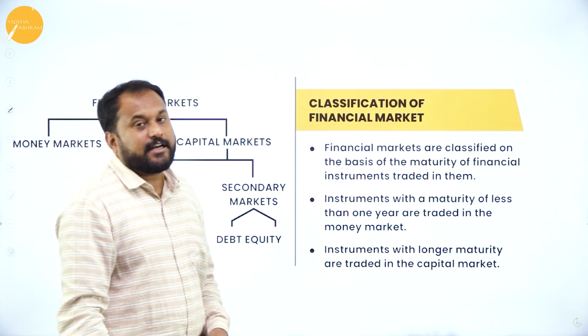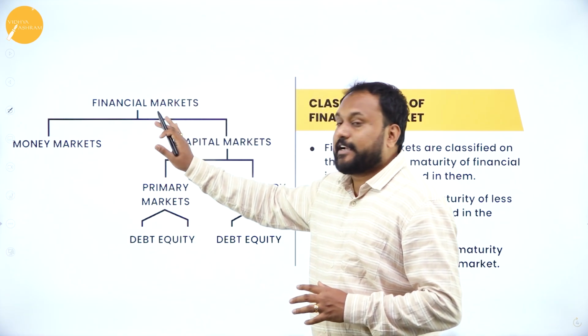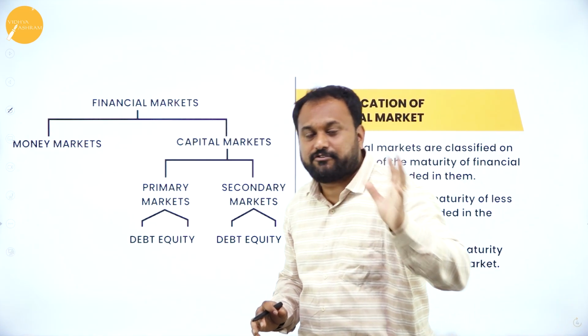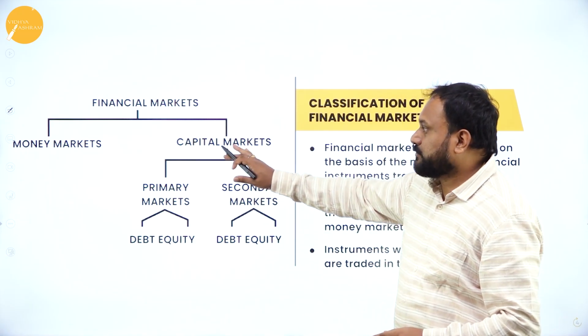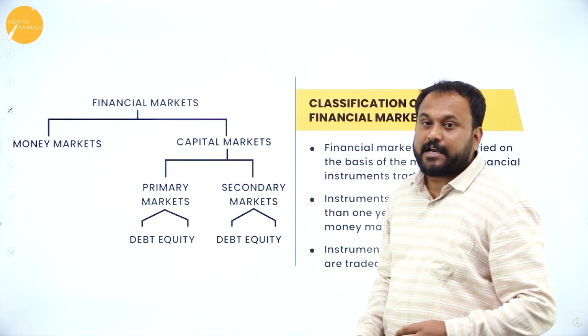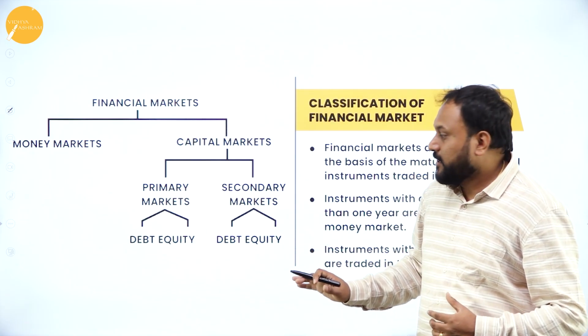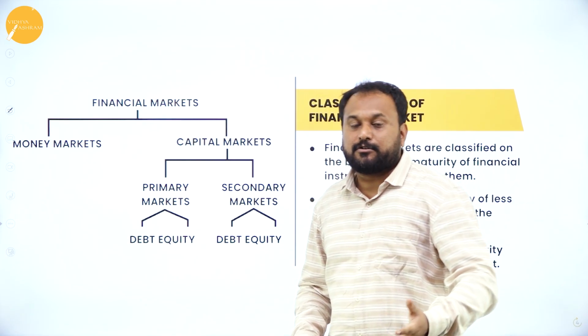Classification of financial market, how the classification should be done. Financial markets are divided into money market and capital market. I have told this in many of my videos, how money market is different from capital market. Please do refer to this. In capital market, you have 2 types of market: primary market and secondary market. Now, primary market, there also you have 2 things. Secondary market also you have 2 things.